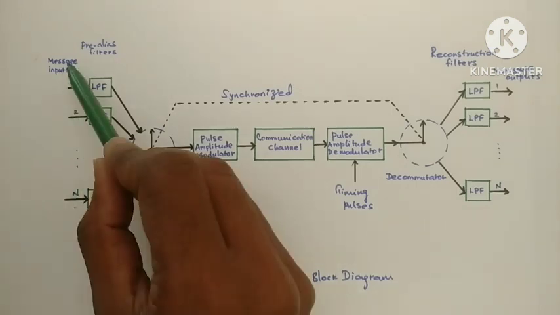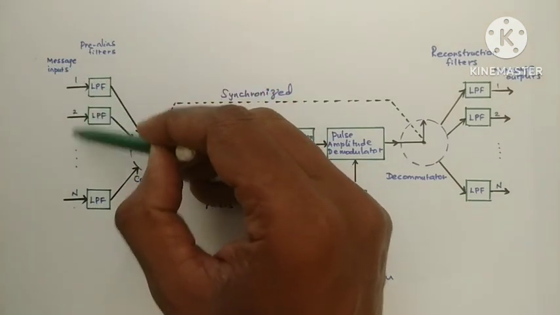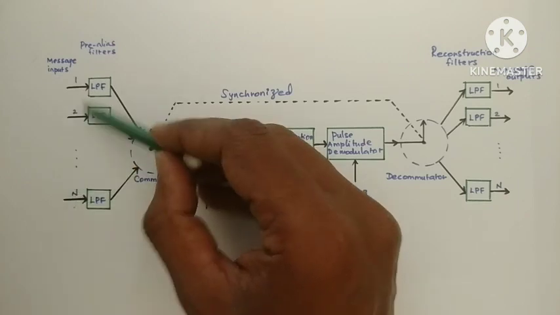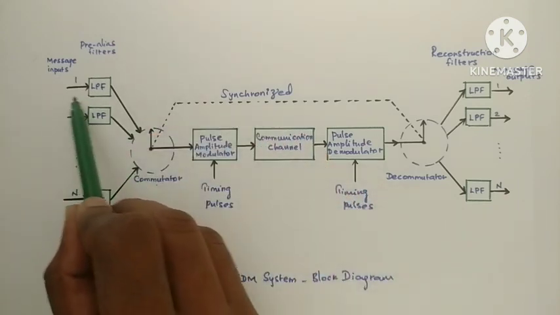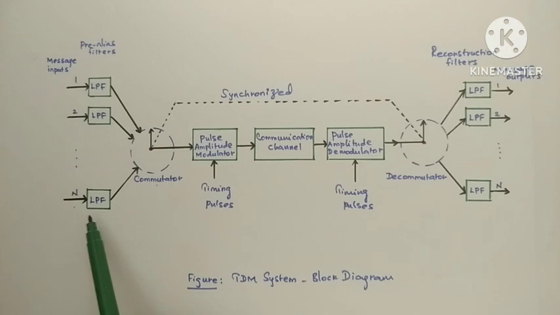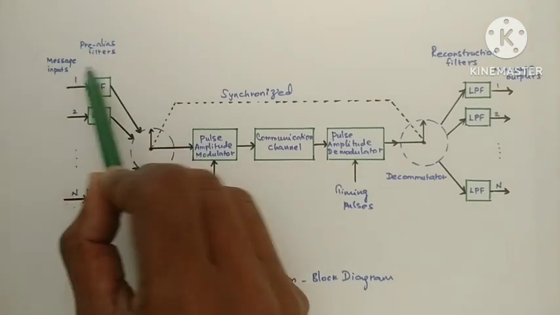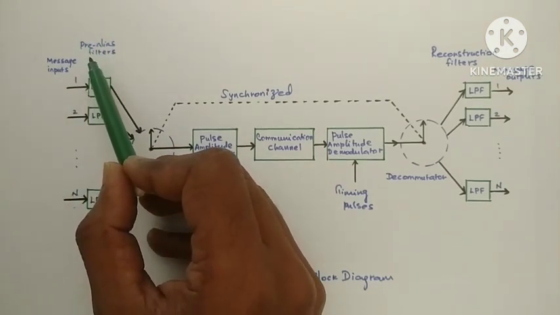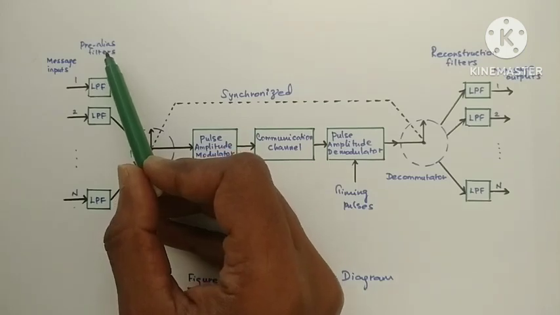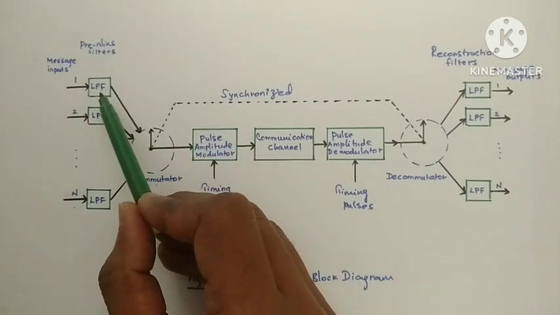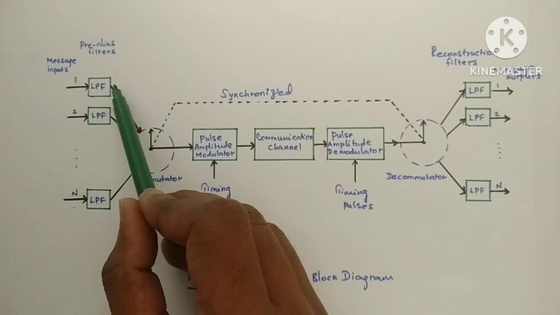Here the message signals are available, 1, 2, up to n number of message inputs. Each message is given to one low pass filter. This filter is called a pre-alias filter. What is the function of this pre-alias filter? It will remove the frequencies which are non-essential.